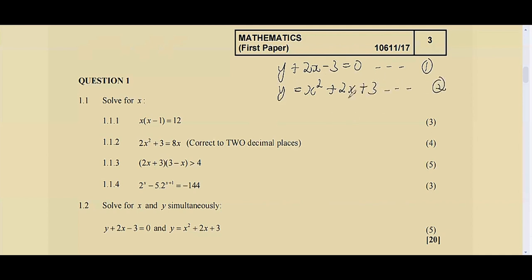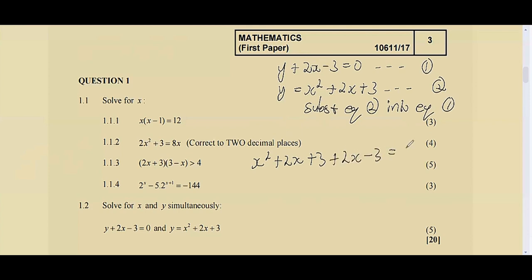Now, looking at equation 2, we can already see that it's in standard form. So that means what we can do with that is that we can just take equation number 2 and substitute it right into equation number 1. So where we see y, we're just going to go ahead and substitute this whole expression here. So we will say substitute equation 2 into equation 1, right? So in the place of y, I substitute x squared plus 2x plus 3, and then now I have this plus 2x minus 3 equal to 0.